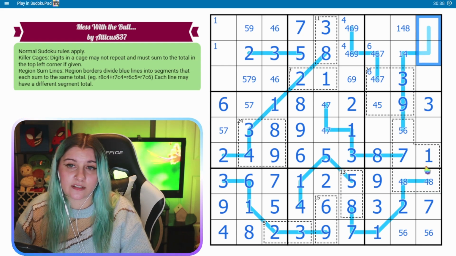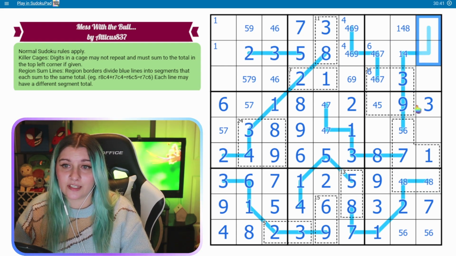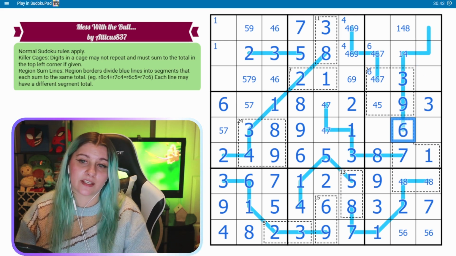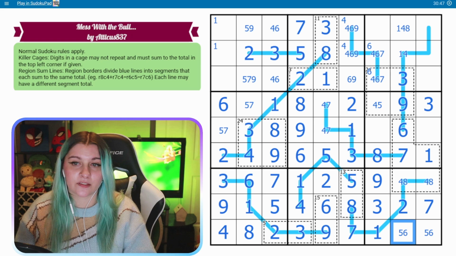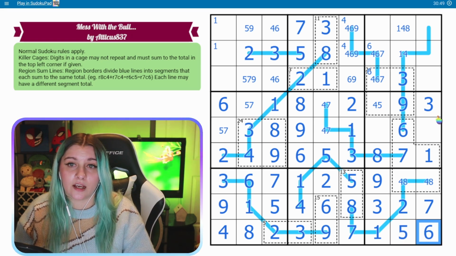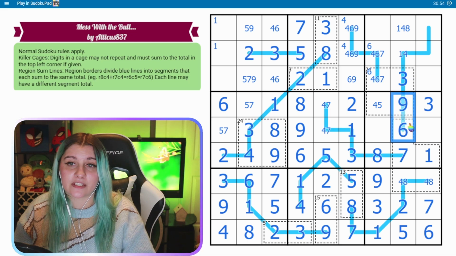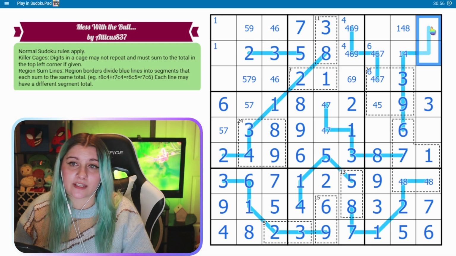Can't do 1 and 6. Can't do 2 and 5. Can't do 3 and 4. So this has to be a 6. There you go. I don't have enough options. Meaning this will be a 5 and this will be a 6. One of these is still a 6. That's fine. So now this is 15. If this is 3 and 1, this has to be 11.